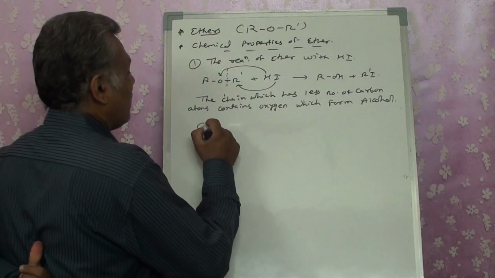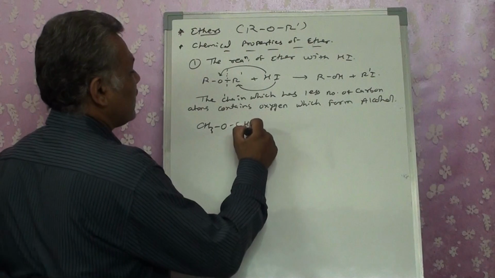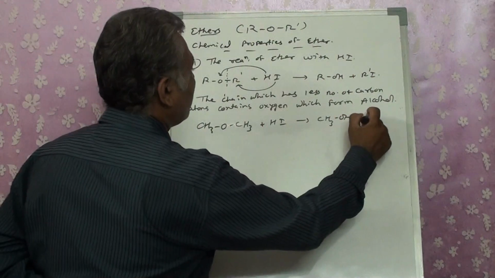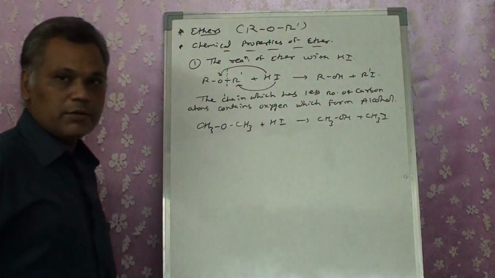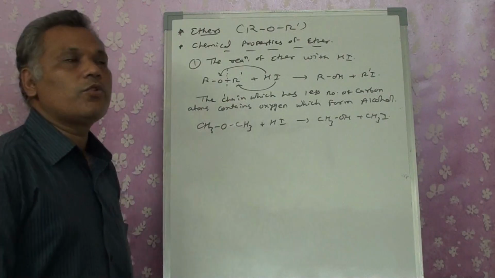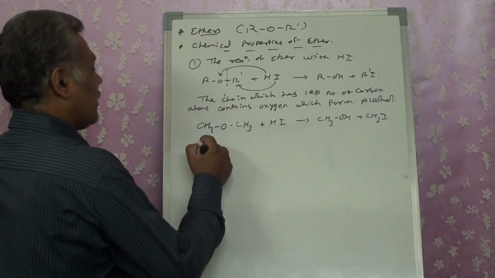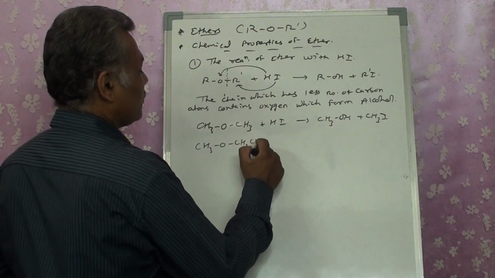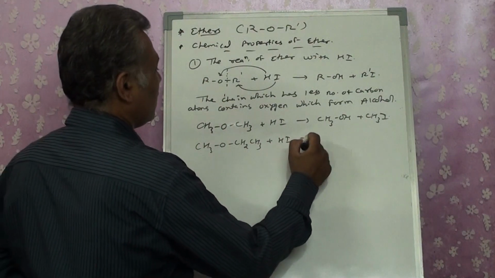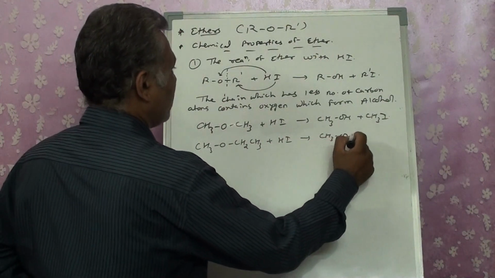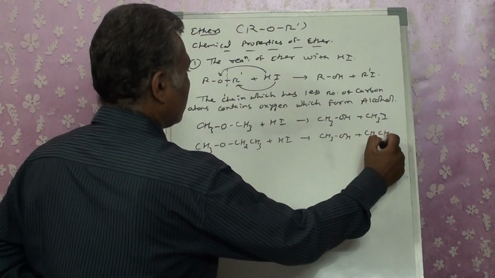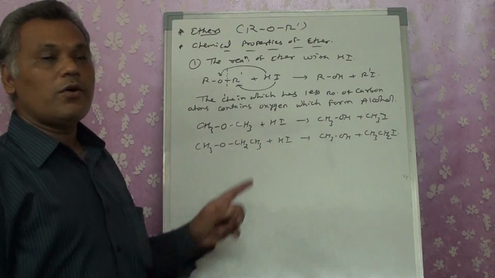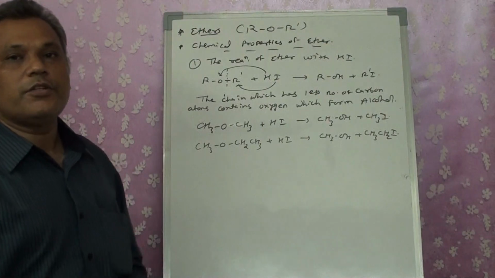So if I have CH3OCH3, then there won't be any problem because both of them have the same number of carbons. But if I have CH3OCH2CH3 and I react it with HI, it gets converted into CH3OH plus CH3CH2I, right? The smaller one got the oxygen, and the bigger chain got converted into the halide.